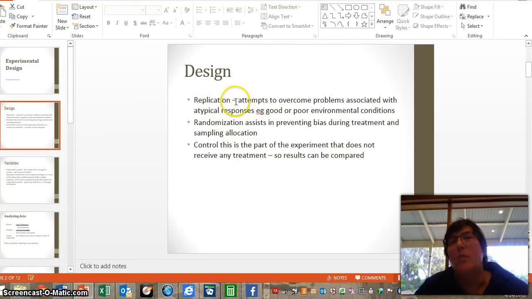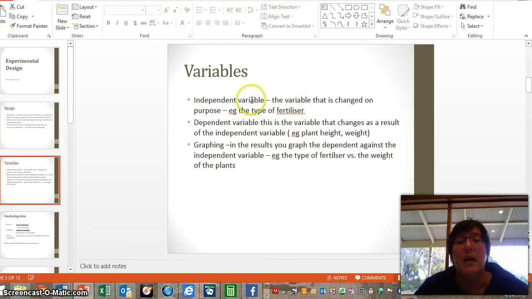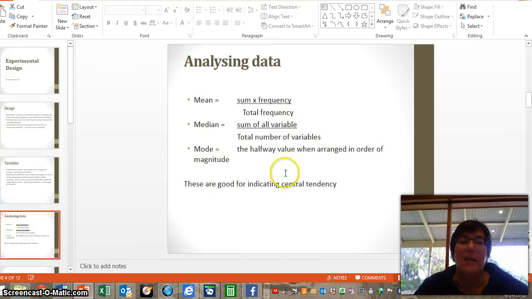Replication: why did you use 3 pots? Randomization: did you do it in any order? No, you didn't. Okay, the variables. The independent variable was the fertilizer. The dependent variable is what you measure, which is the weight. Okay, analysing data.